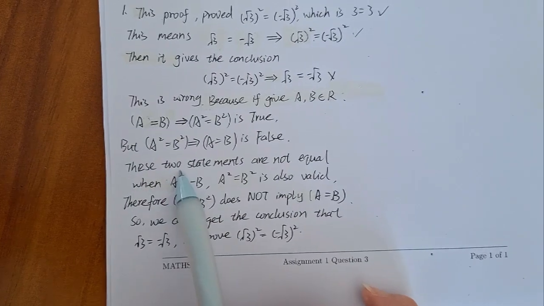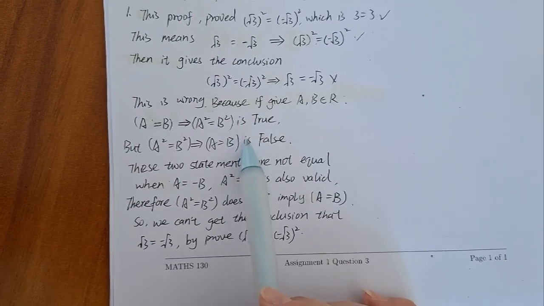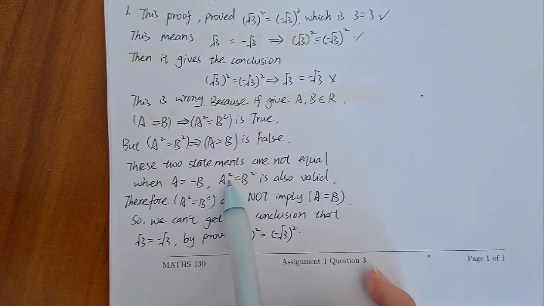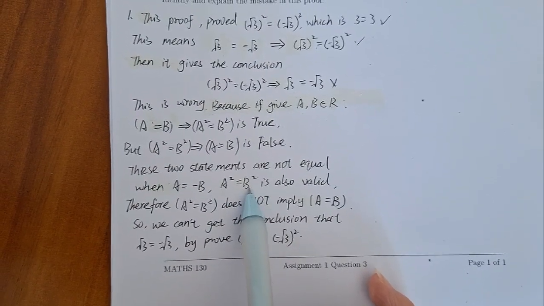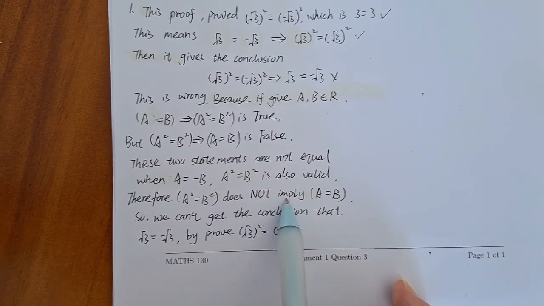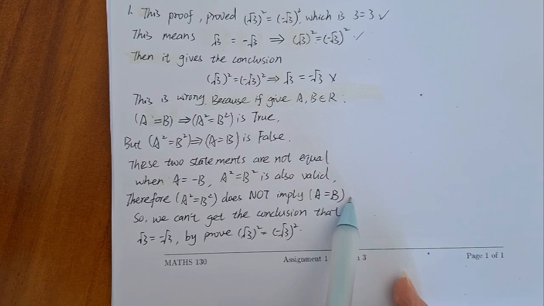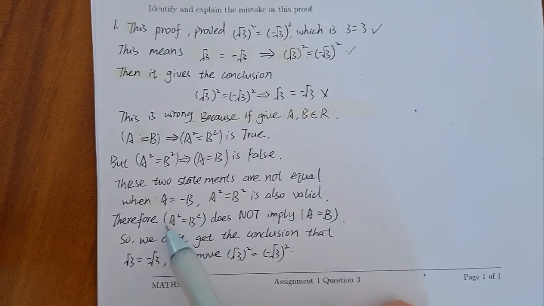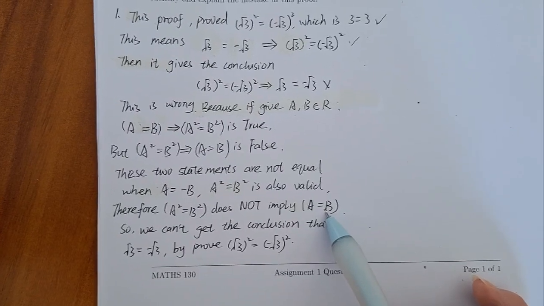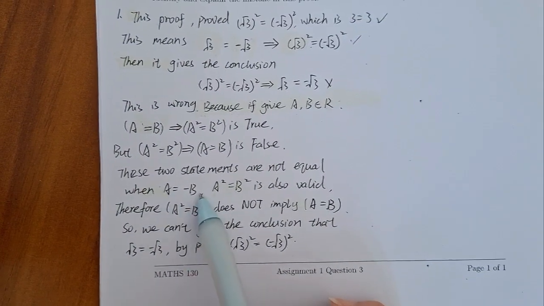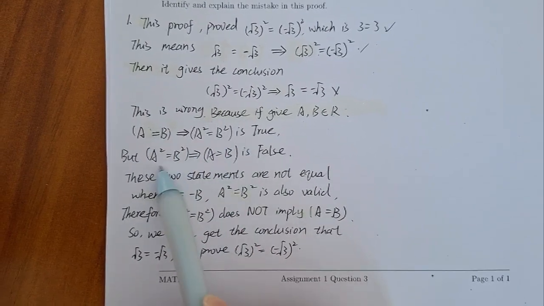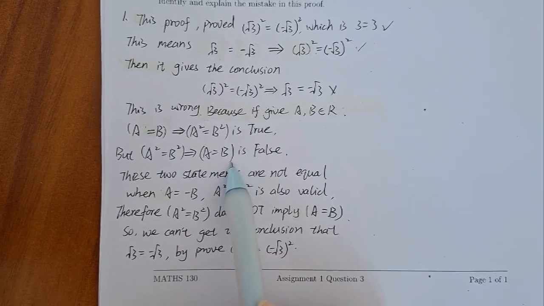Because these two statements, they are not equal. When a equals minus b, a squared also equals b squared. Therefore, a squared equals b squared does not imply a equals b, because when a squared equals b squared, we have two situations, not only a equals b, also a equals minus b. So a equals b implies this, but this does not imply a equals b.